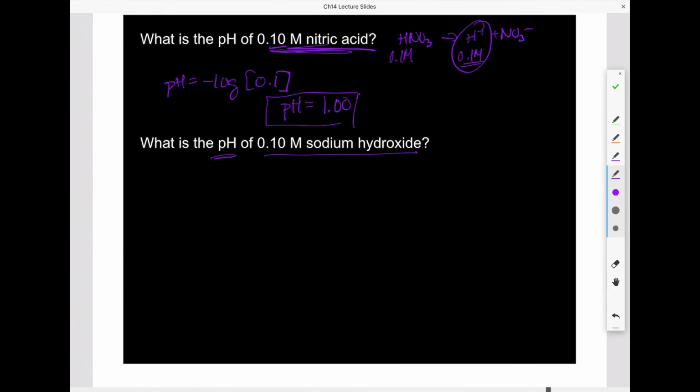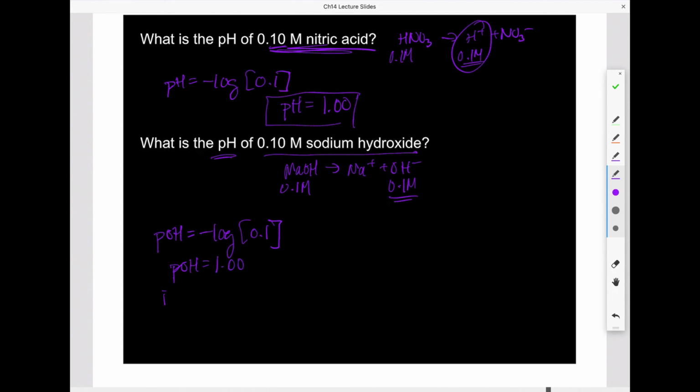What is the pH of 0.1 molar sodium hydroxide? So formula NaOH, which is going to dissociate like this in solution. So it means if I have 0.1 molar this, I also have 0.1 molar that. Now, this is hydroxide ion, not hydronium. So I could do this, and that's going to give me pOH is equal to what? 1. And if I know that pOH plus pH has to equal 14, then pH is 13.